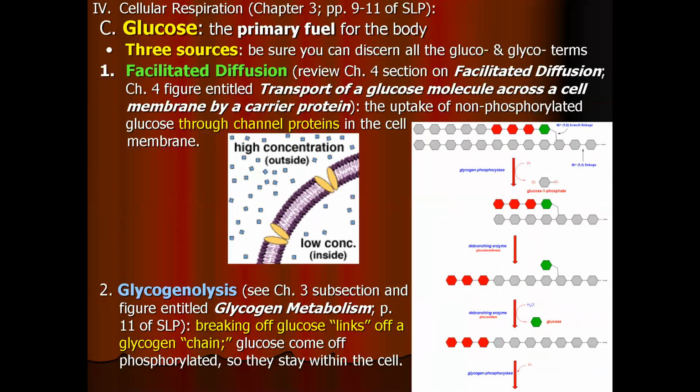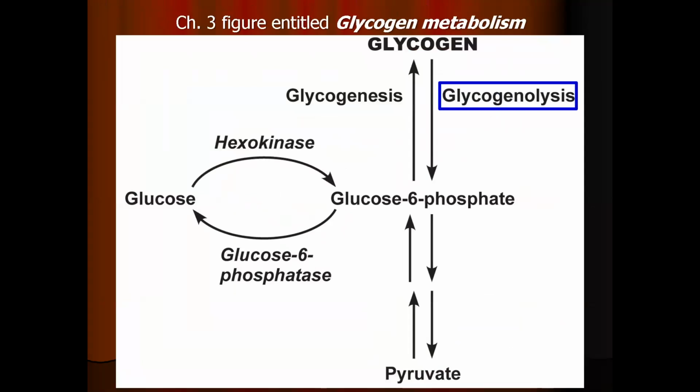Since we're starting with glucose, these are the 3 main sources of glucose for your cells. We already learned about facilitated diffusion, very simple. Then number 2 is glycogenolysis. Remember that glycogen is the carbohydrate, huge branch chains. If you break off glucose links off of this huge branch chain, you are breaking apart glycogen, glycogenolysis. That's another source.